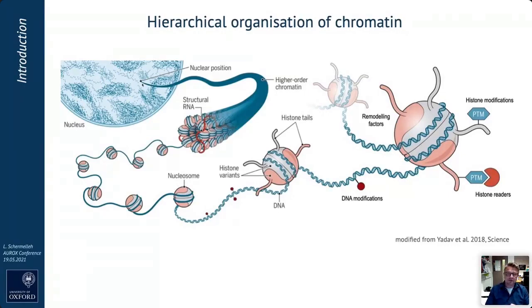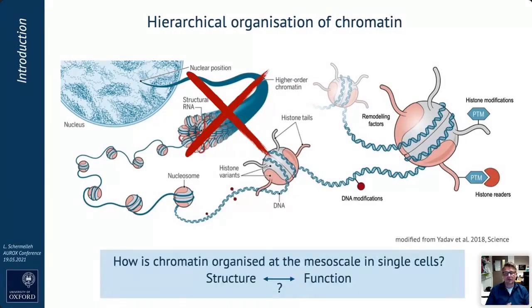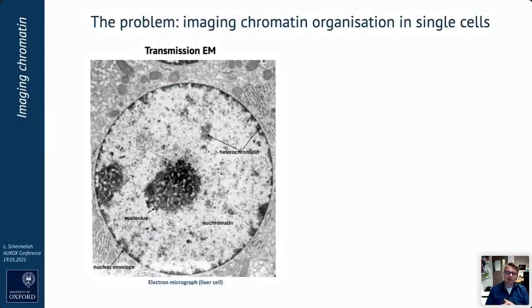And what we now know very much is that all these views are pretty much wrong, and there's a much more complicated arrangement of chromatin. That is still really ongoing research. So the really important, very fundamental question in the field is how chromatin is organized at the mesoscale, in this area in single cells, and how this structure affects nuclear function and vice versa. So one really big problem is how to image chromatin in cells.